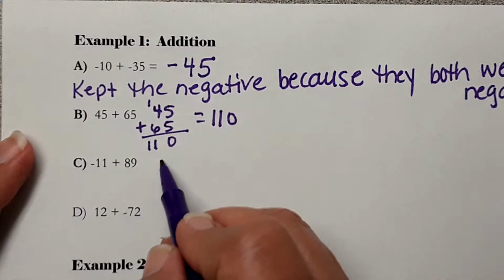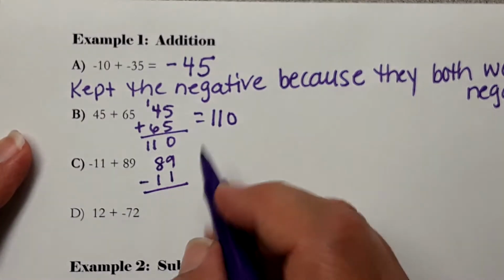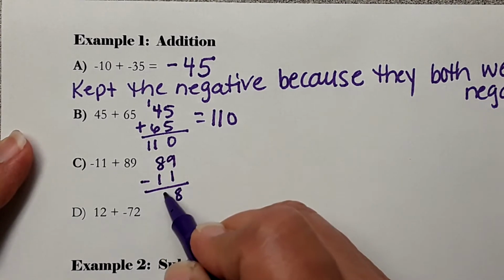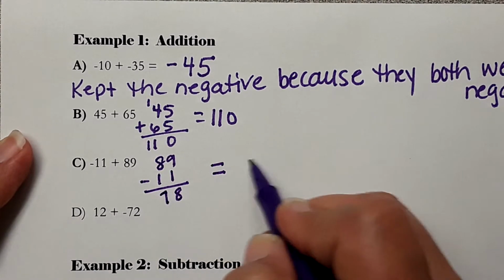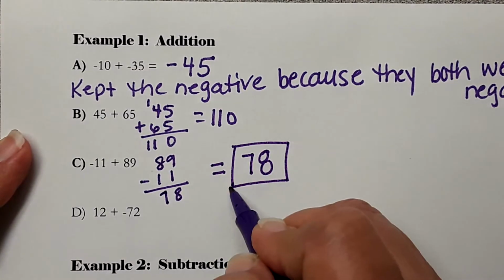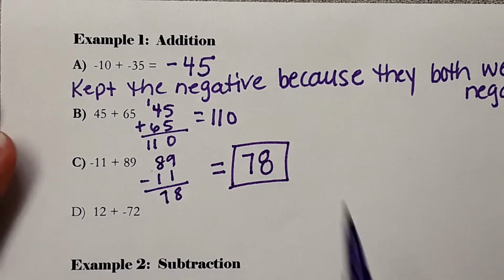And then I'm going to subtract. I'm just going to do 89 minus 11 because 89 is bigger. 9 minus 1 is 8. 8 minus 1 is 7. So my answer is positive 78. And the reason it is positive 78 is because 89 is bigger than 11.